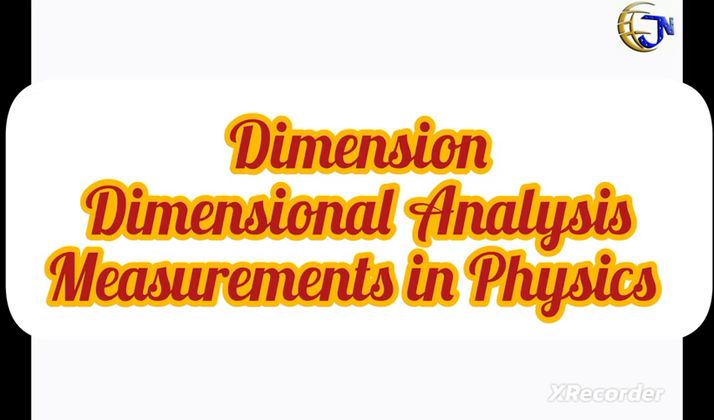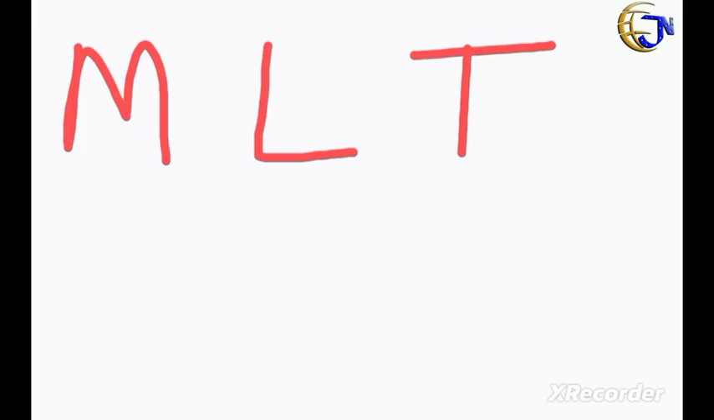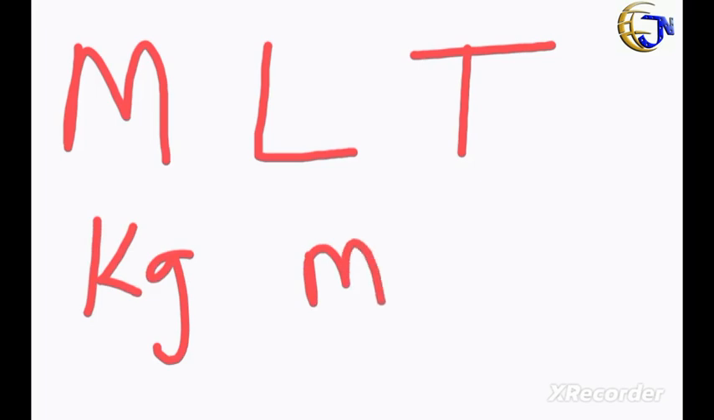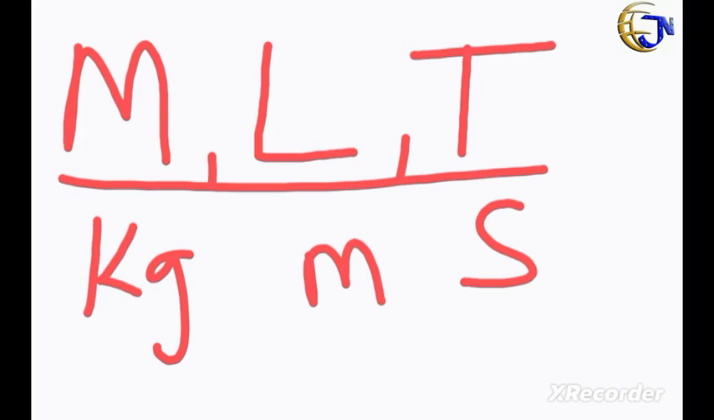Dimension is a representation of physical quantities in terms of mass. We use M for mass, L for length, and T for time. These three quantities, mass, length, and time, are the fundamental quantities we are going to be using in dimensional analysis. Remember, the unit of mass is kilogram, the unit of length is meters, and the unit of time is seconds. So we are using mass, length, and time in dimensional analysis.